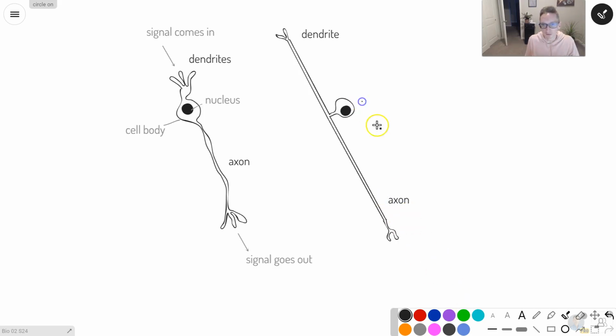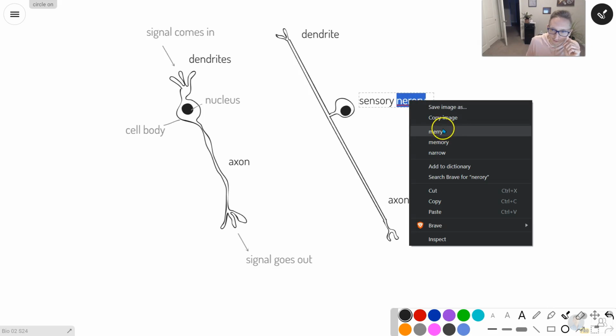And this would be a specific type of sensory neuron that goes from, for example, the tips of your fingers to your spinal cord. They look like this. There's lots of different shapes. I'm not going to draw them all out.